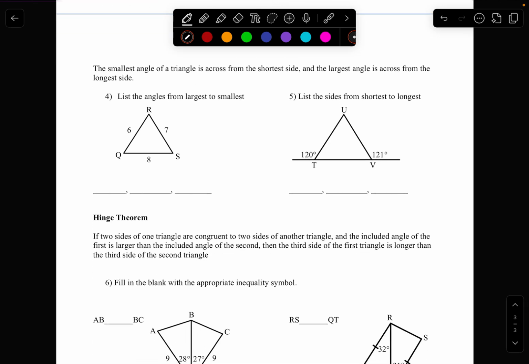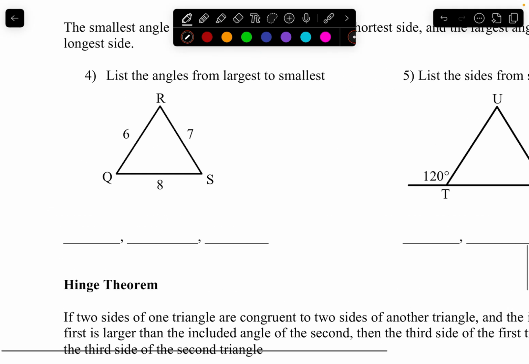All right, we're moving on. I'm moving fast. This next part says, the smallest angle of a triangle is always going to be across from the shortest side. The largest angle is always going to be across from the longest side. So what we have to do is figure out the angles from the largest to the smallest. So I want to focus on the side lengths.